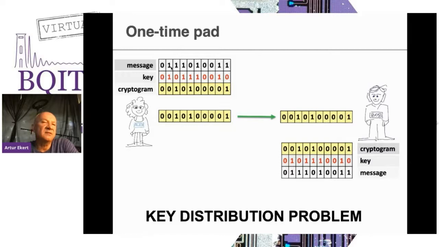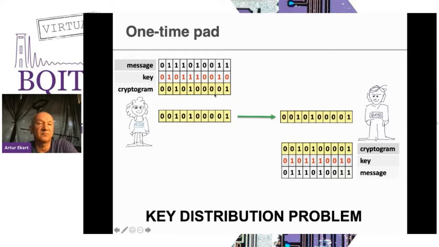So it works like a regular addition, except that 1 plus 1, as you can see, is equal to 0. But other than that, 0 plus 0 is 0, 1 plus 0 is 1, and 0 plus 1 is 1. So it's binary addition modulo two. Now, because the key is completely random, the randomness of the key is somehow transferred to the randomness of the cryptogram. So the resulting thing is the cryptogram, the thing that has a yellow background.